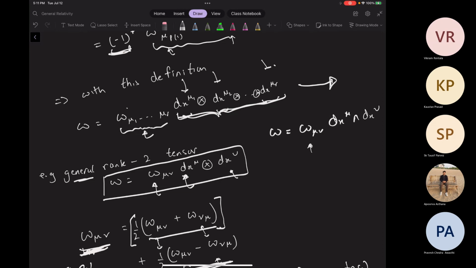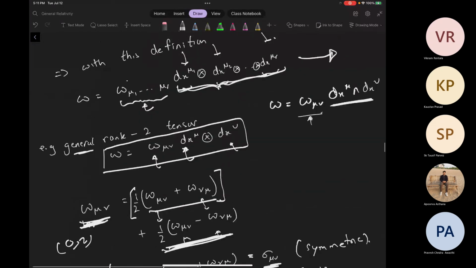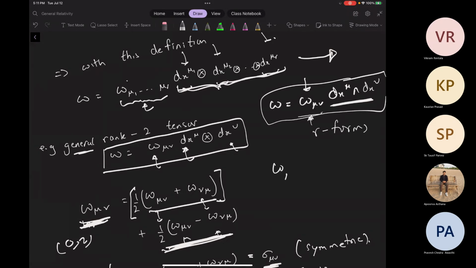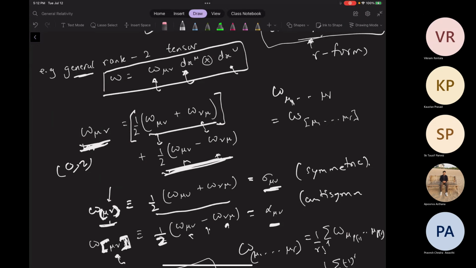Without loss of generality, we can take omega mu nu to be totally anti-symmetric, because any other combination which is not totally anti-symmetric would give me 0 because of the total anti-symmetry of the wedge product. Okay, so without loss of generality, we'll always choose these coefficients to be totally anti-symmetric inside r-forms. So in general, omega mu1 through mu r is assumed to be totally anti-symmetric. We'll assume this without loss of generality.